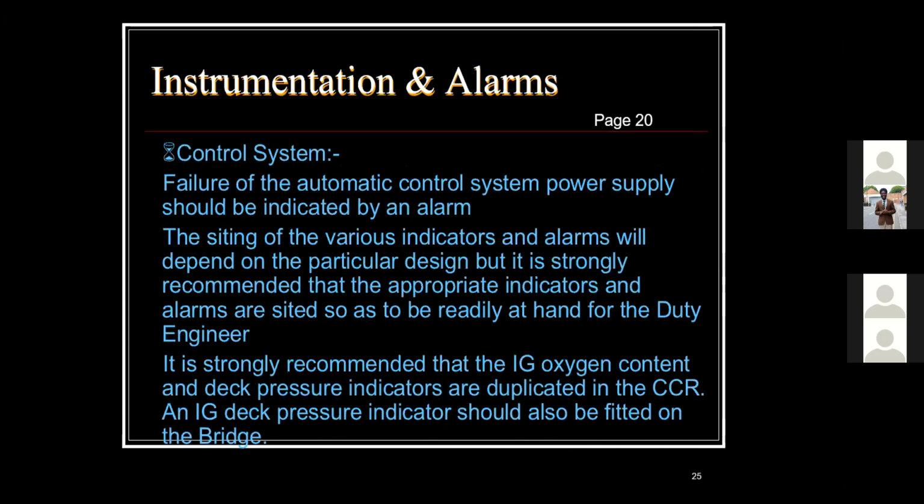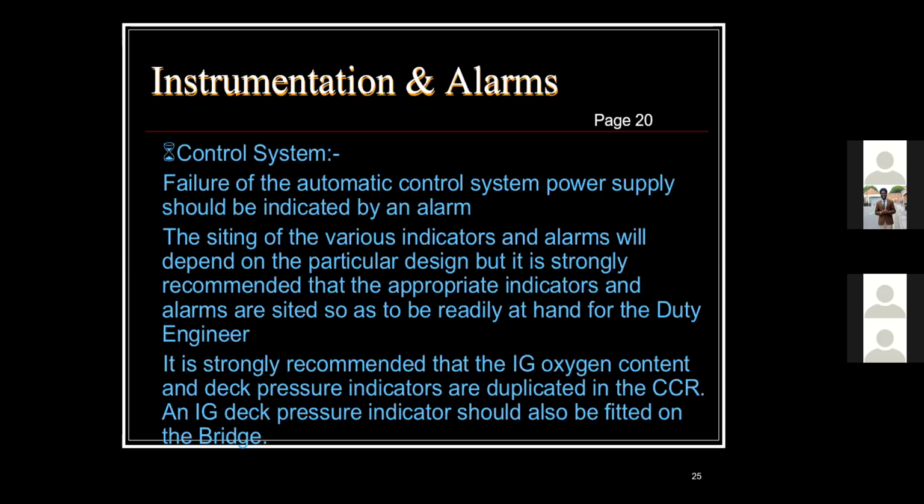The most important of the alarms is for the control system, the entire system that controls the inert gas system. It is like the brain box. So when you have a control system failure, it should also be able to give you an alarm, because if it doesn't give an alarm, you don't know that something is wrong. So failure of any of the automated control system power supply will indicate an alarm, because all these alarms are being fed by a power supply.